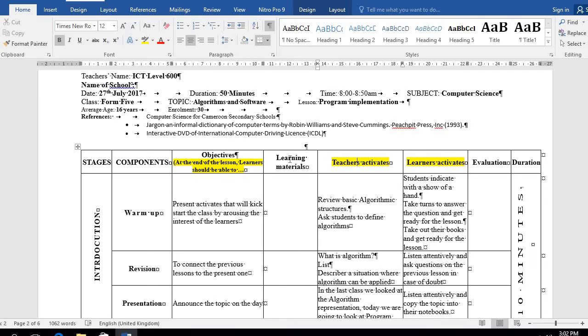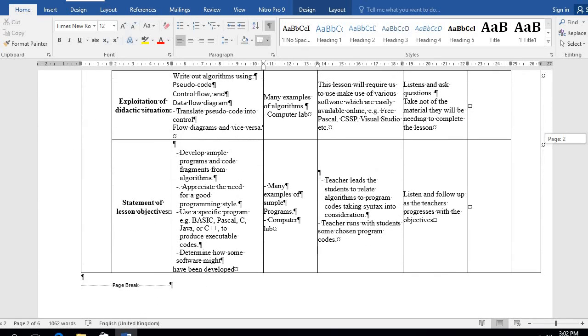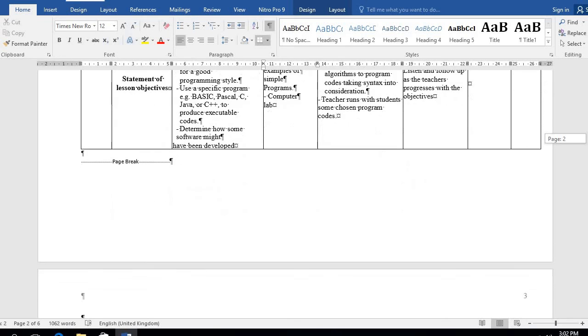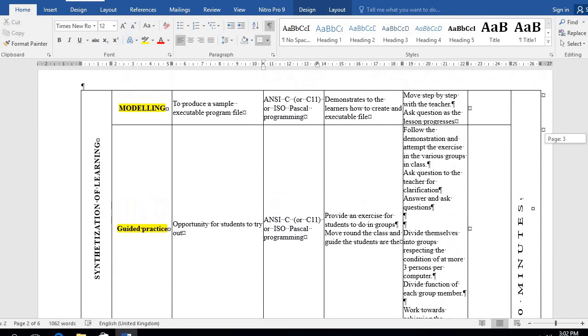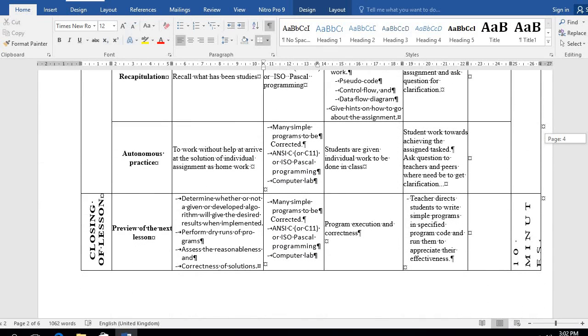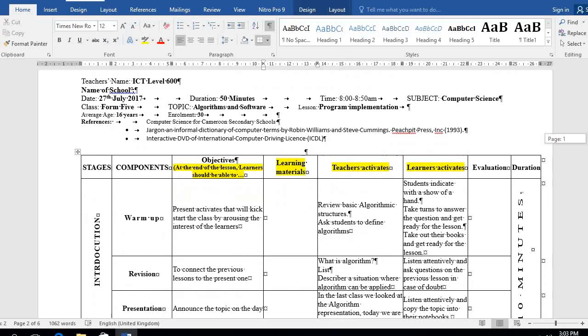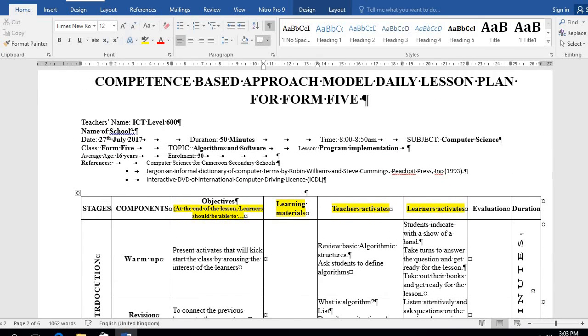Talking about learning materials, you want to find out what you will bring to class. So you want to guide yourself about the things that you need to teach the lesson and to make the lesson meaningful. Within this lesson, we have many examples of algorithms. We have the computer lab. We have computer software like Pascal programming. You have to prepare ahead of time so that you don't get lost in the middle when you need something and you don't have it. If it was an experiment, you need the tools and equipment for the experiment. You have to plan that before the class. That's why lesson plans are very important.